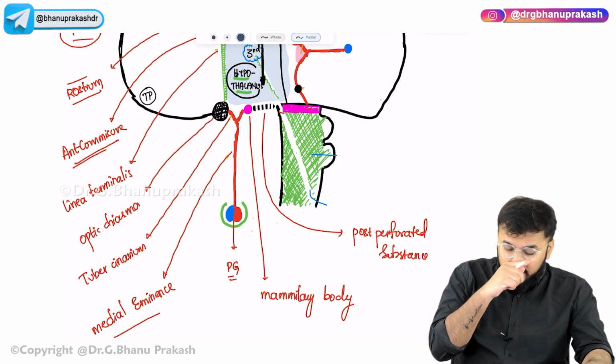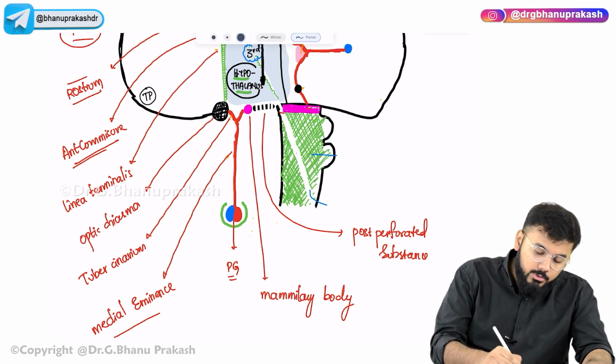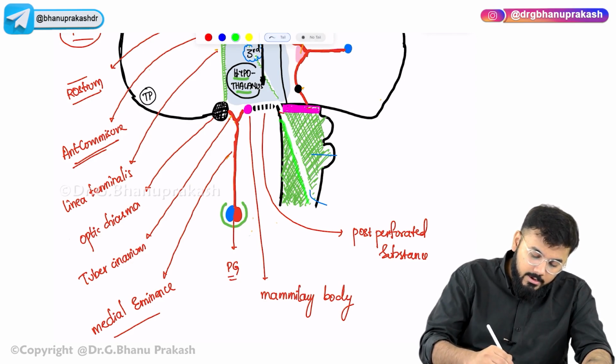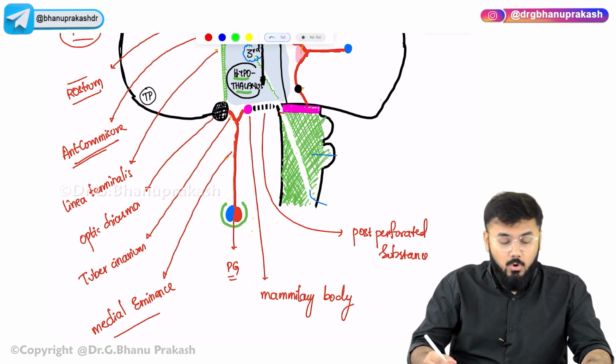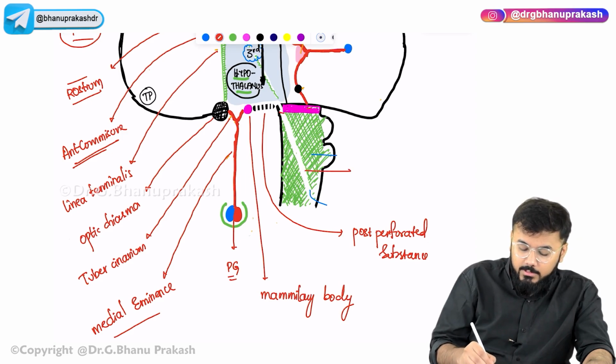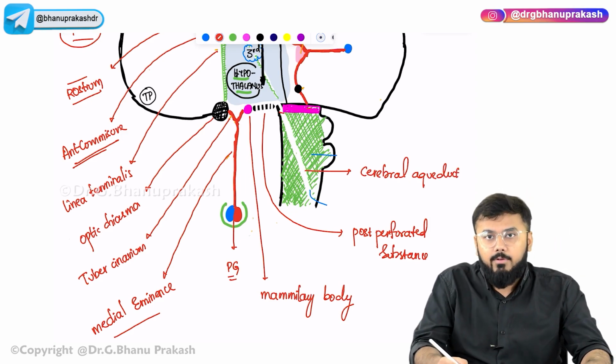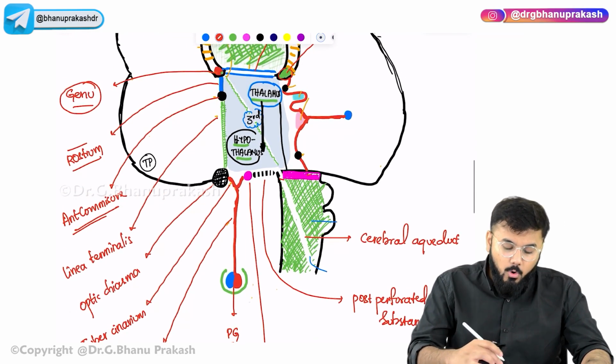And in the center of your brainstem, you see a cavity here, right? What is this cavity actually called? This is called your cerebral aqueduct. Okay. Now let us go back over here.